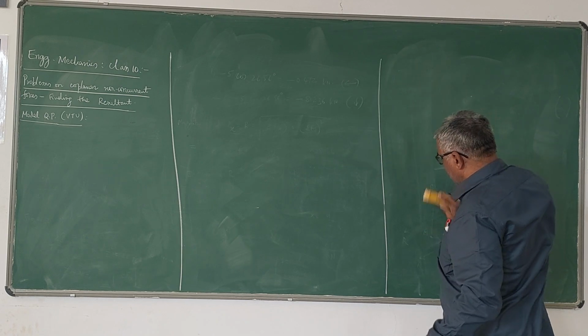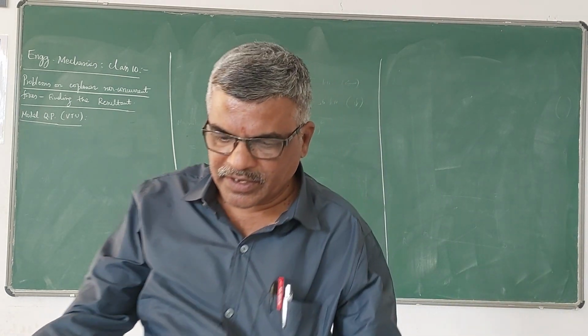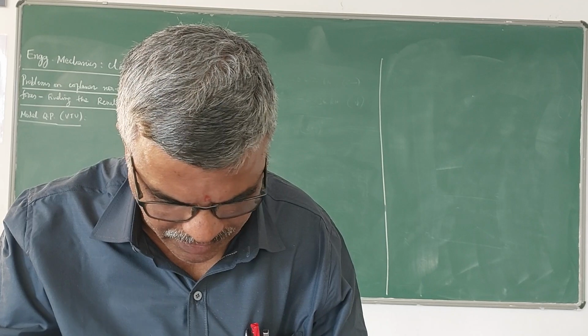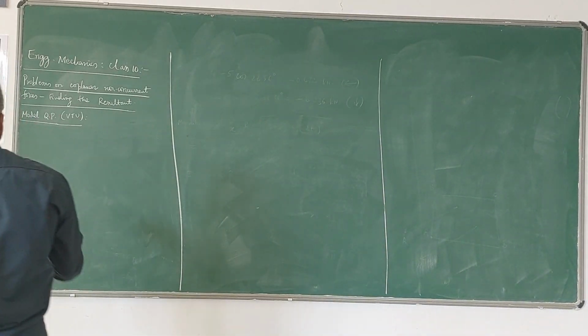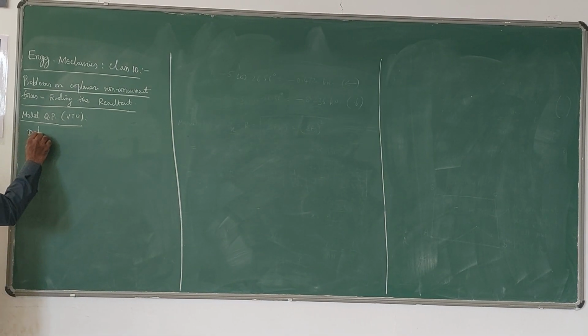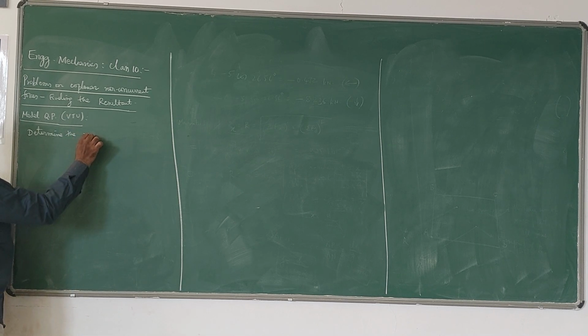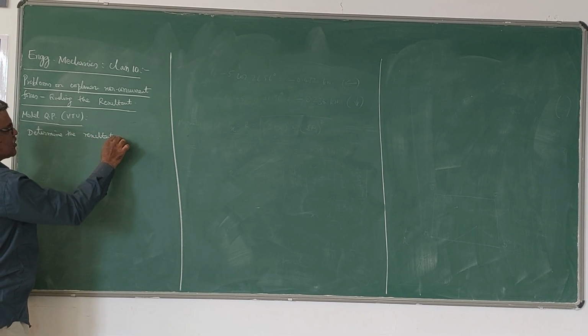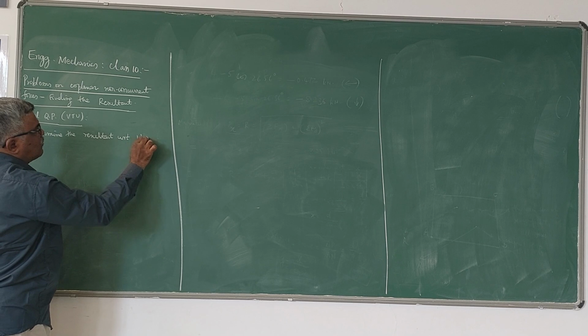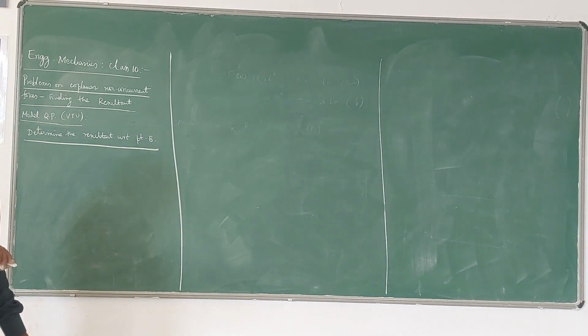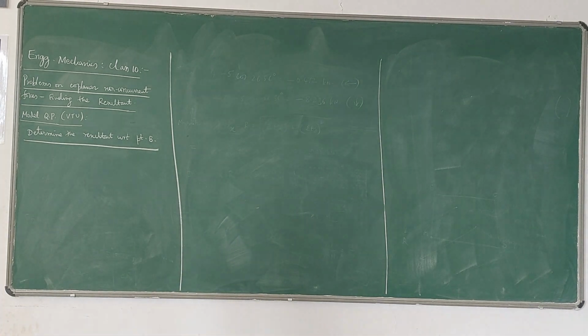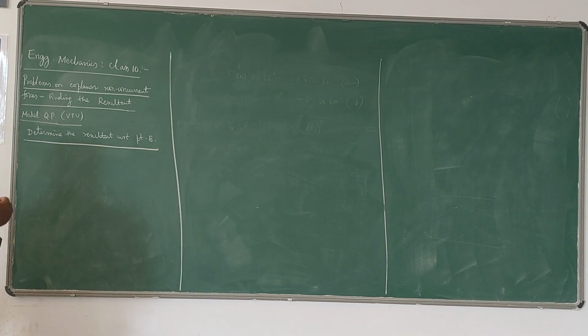So the problem runs like this. Determine the resultant with respect to point B. Figure is given. Of course here also it is understood that if they give like this, determine the resultant, if it is a non-concurrent force system, we need to find all the three: magnitude, direction and position.